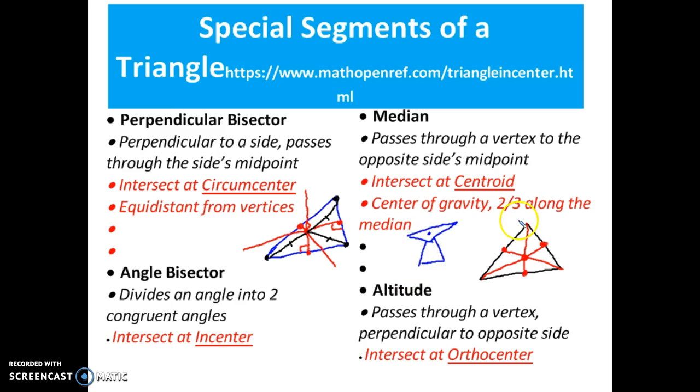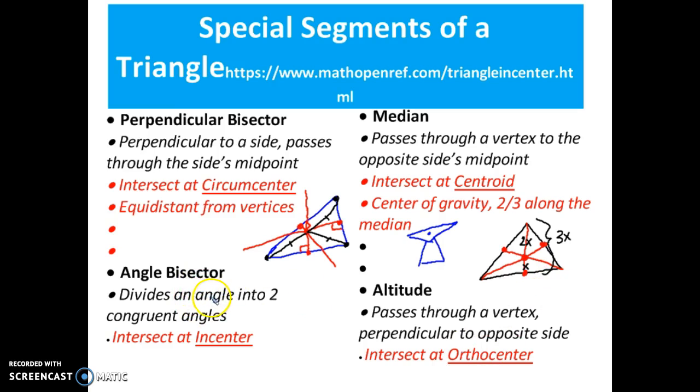And then it's also 2/3 along the median. So from vertex to midpoint, it's 2/3. The easiest way to think about that is that from vertex to midpoint, you have 2x. Then from centroid to midpoint, you have x. So the whole thing together makes up 3x. And we'll do an example of that in a few minutes.